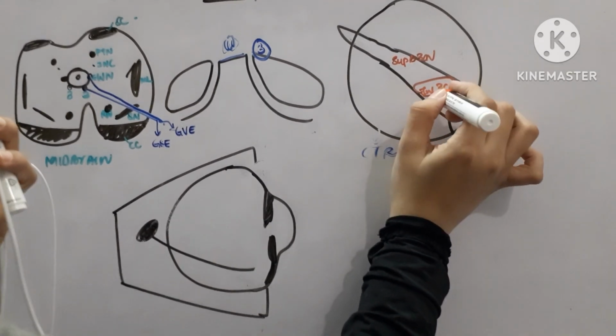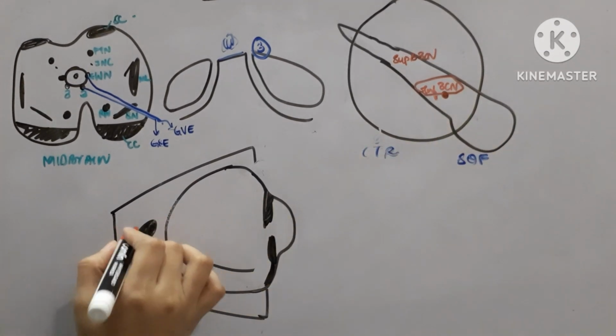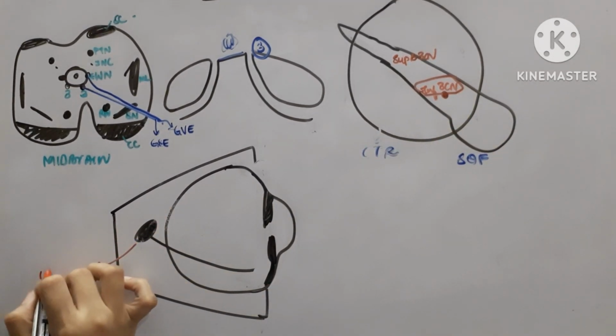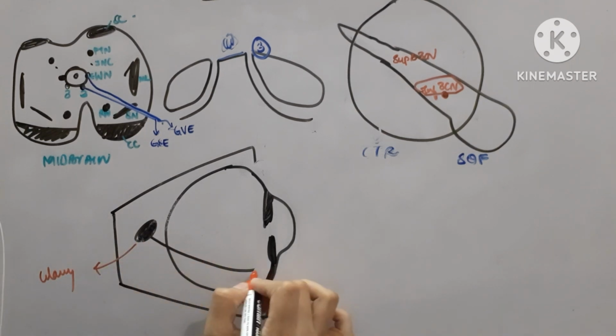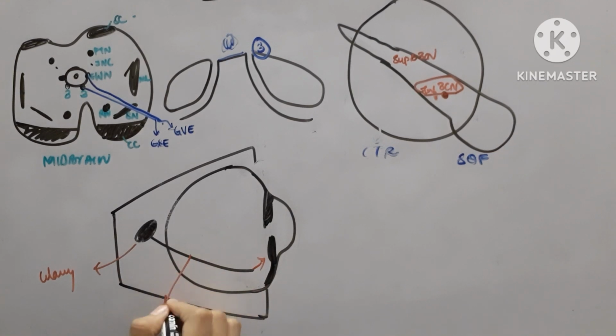Hence the parasympathetic fibers also travel through here, and then after entering the orbit, they relay in the ciliary ganglion and supply the constrictor pupillae muscle through the short ciliary nerve. We can remember the mnemonic: the short ciliary nerve constricts the pupil, and the long ciliary nerve dilates the pupil. I'll tell about the dilation in the next video.